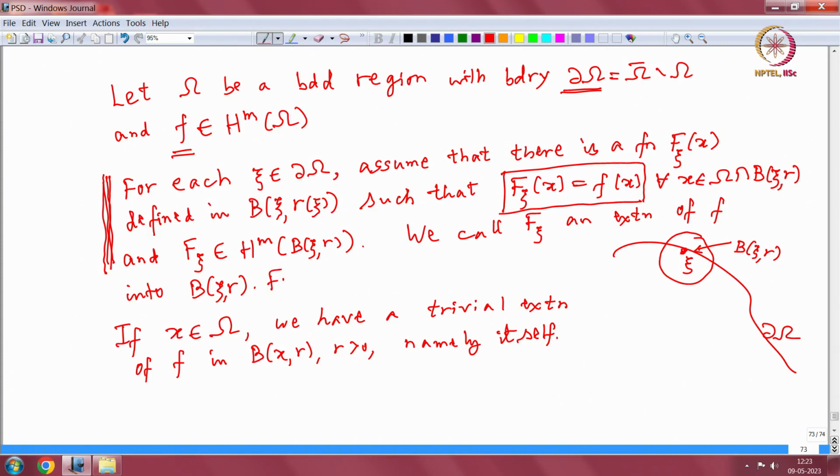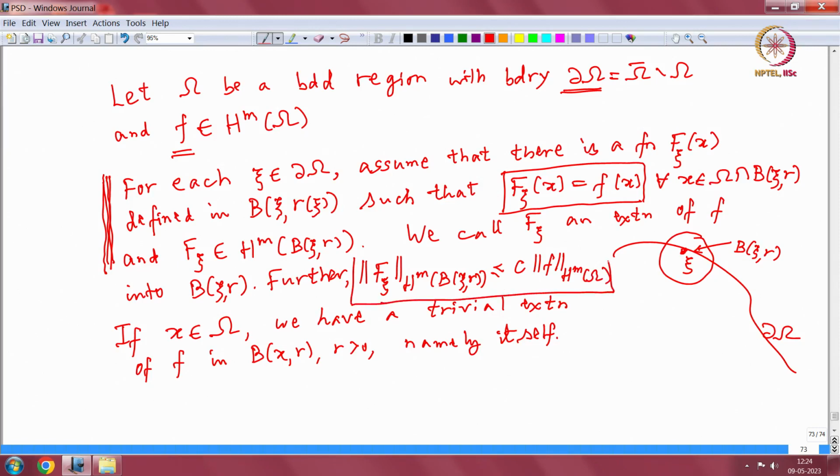So further, we cannot forget the estimates. Those are Fj, Hm, Bj, they are all important. So, the extension also should have that estimate.